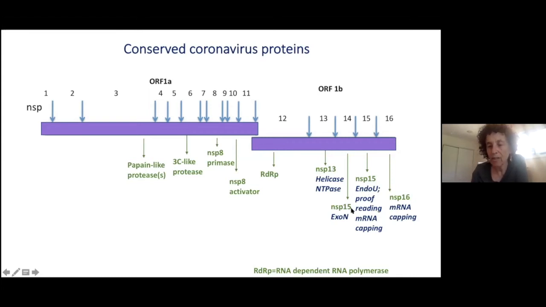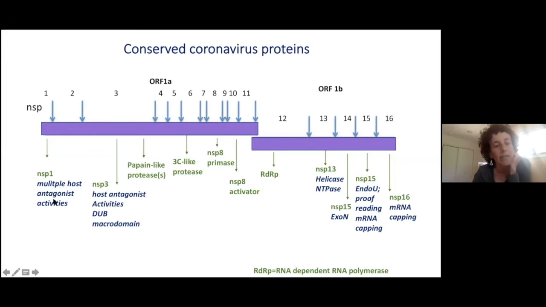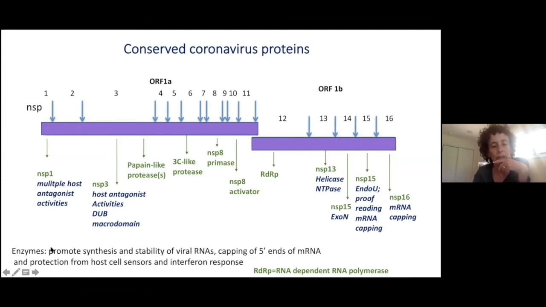There's the ExoN we've heard about, the proofreading enzyme. This is incorrect. This should be over here. There's EndoU, which I'm going to talk about later, NSP15, which prevents the accumulation of double-stranded RNA and host responses. There are 3 capping proteins here, and here, the NTPase, and these are all to shield the viral RNAs from recognition by the host antiviral activities. And then there are also multiple host antagonist activities encoded in NSP1 and in NSP3, a deubiquitinase and a macro domain. So all of these activities in blue are really directed towards promoting synthesis and stability of viral RNAs, capping of 5' ends, and protection from host cell sensors and the interferon response. So all coronaviruses encode these same activities.